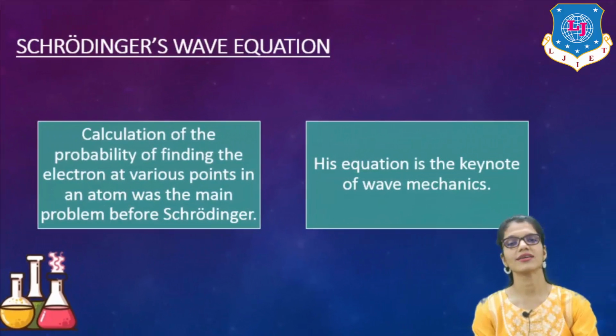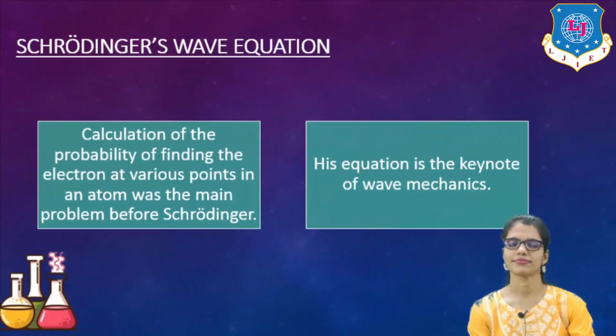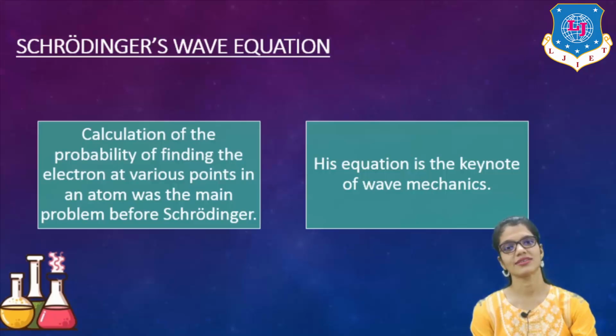We will start with Schrödinger's wave equation. A scientist named Schrödinger gave this equation to find the position of an electron which moves around the atomic nucleus, and because of this it is known as Schrödinger's wave equation. Let's begin with the theory here.